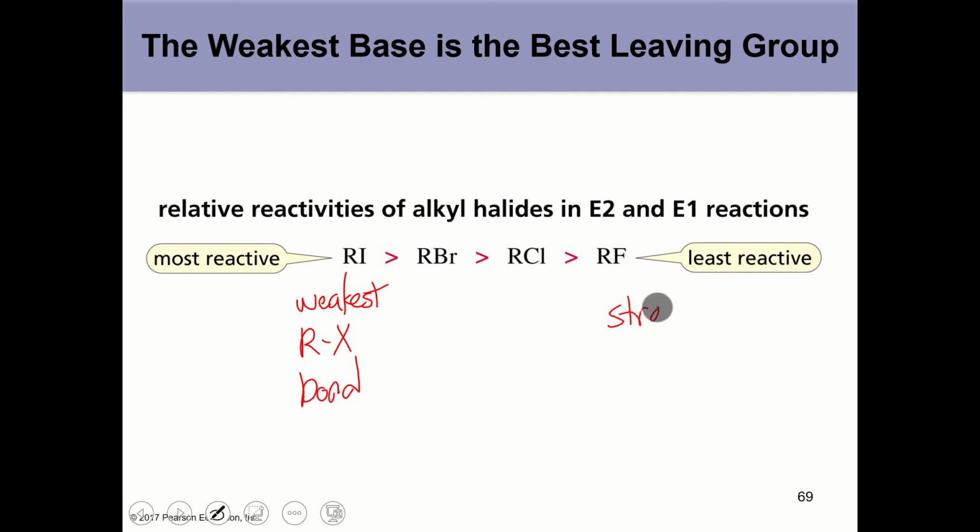Strongest RX bond. So the most reactive has the weakest RX bond, and that bond breaks the most easily, and the strongest RX bond is the least reactive because the bond is the hardest to break.